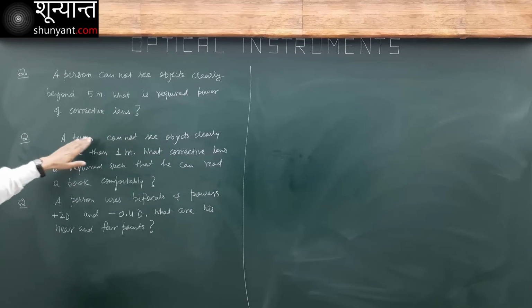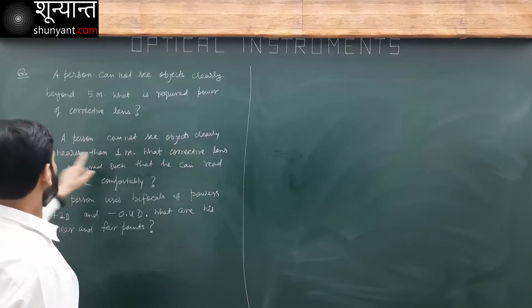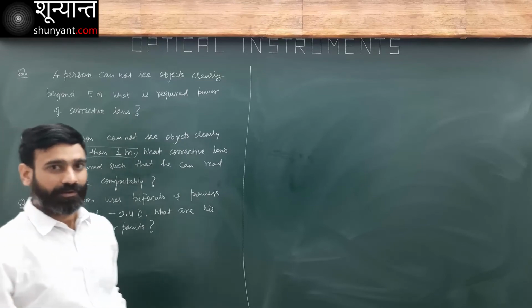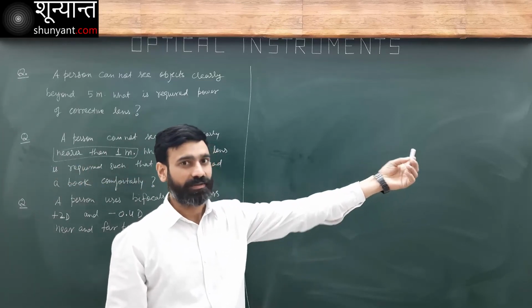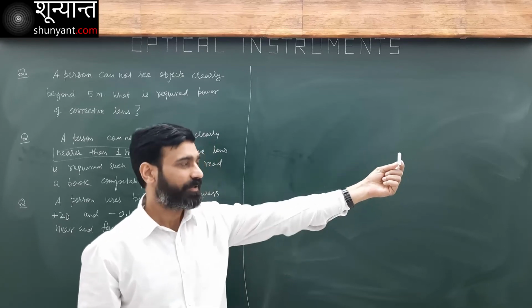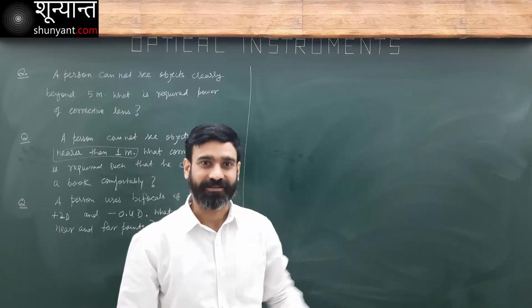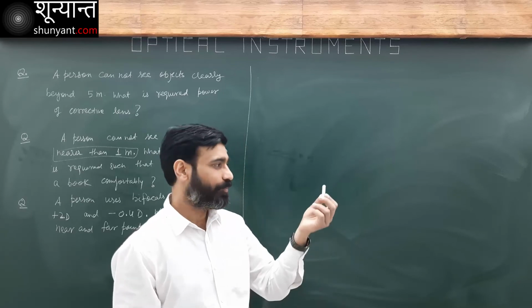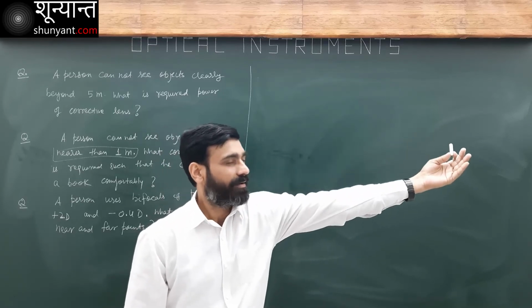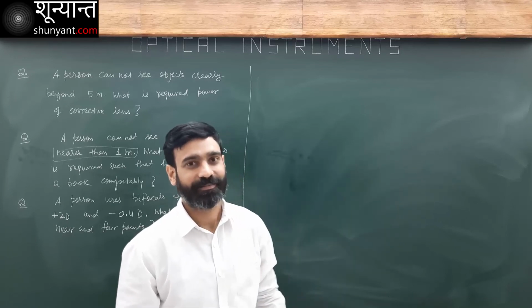A person cannot see objects clearly nearer than 1 meter. Object is here, I cannot see. It is here, I cannot see. If it is beyond 1 meter, then I can see. I cannot read my book from here, not from here, not from here. But if it is here, at 1 meter distance, I can read it.